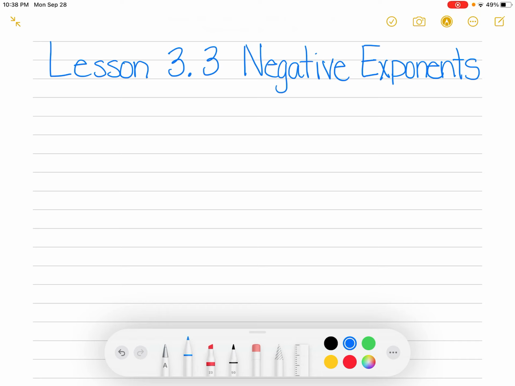Hi students, today we're doing lesson 3.3 on negative exponents. So let's review exponents in general. If we're going to start with just some examples.